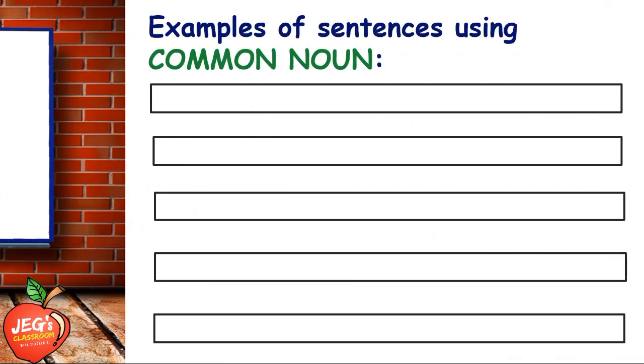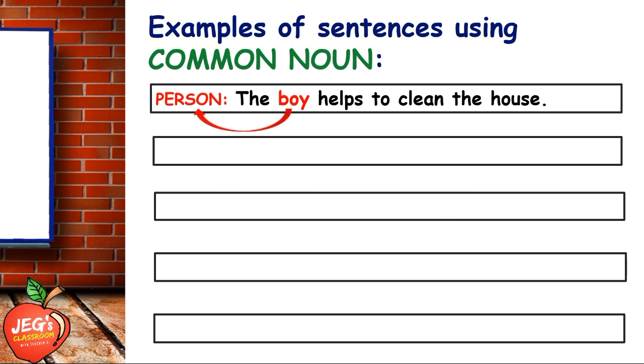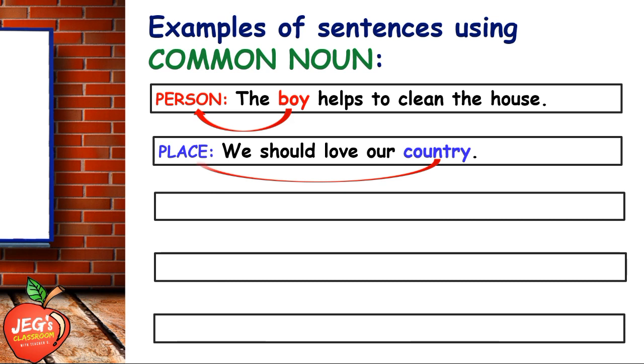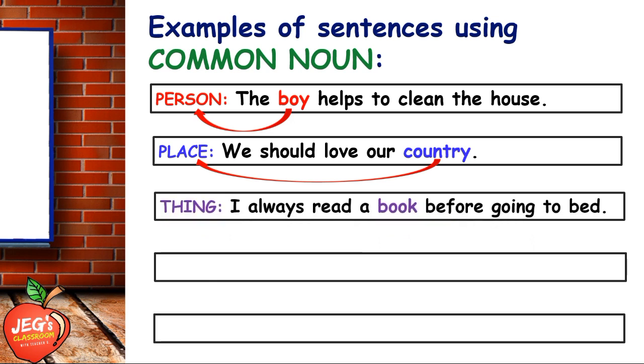Now let's proceed with the examples of sentences using common noun. The first one is, the boy helps to clean the house. The boy is an example of a common noun, which is a person. Number 2. We should love our country. The country is an example of common noun, which is a place. Next, I always read a book before going to bed. The book is an example of a thing, and it is a common noun as well.